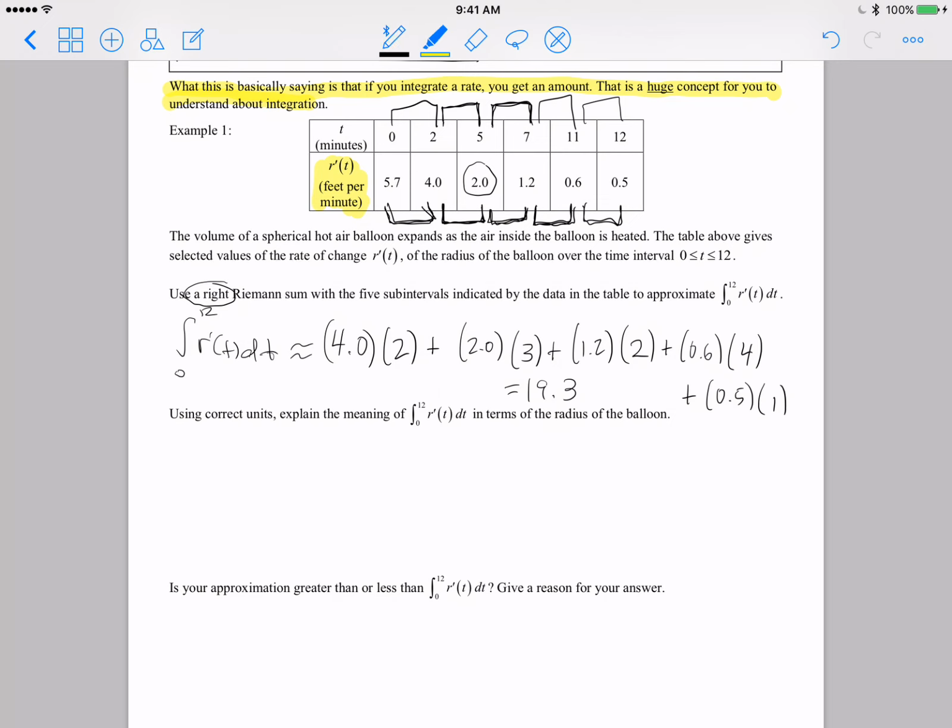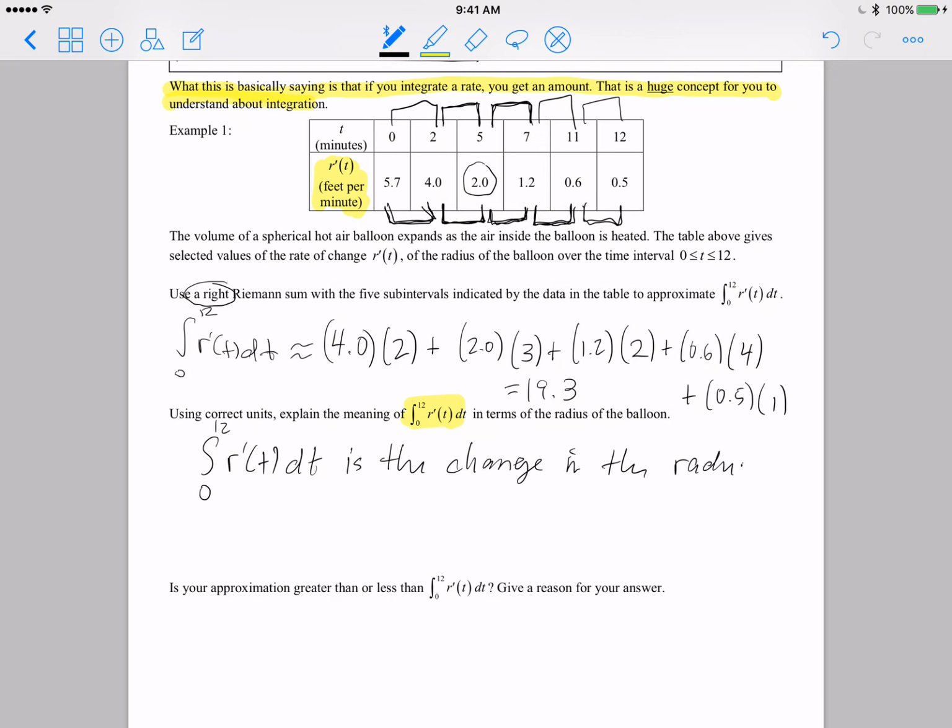Now, using correct units, explain the meaning of this integral in terms of the radius of the balloon. So again, we are integrating a rate of change. Anytime we integrate a rate of change, it gives us the change in the amount of that quantity. And so this integral, and I'm going to rewrite it down here so I can explain what it means, since we are integrating a rate of change, this is the change in the radius.